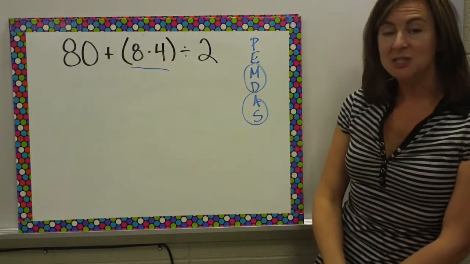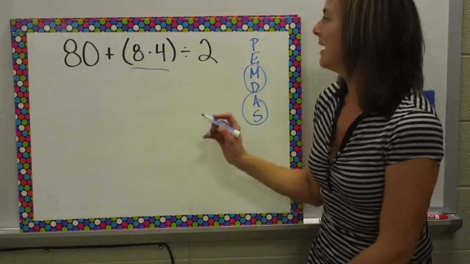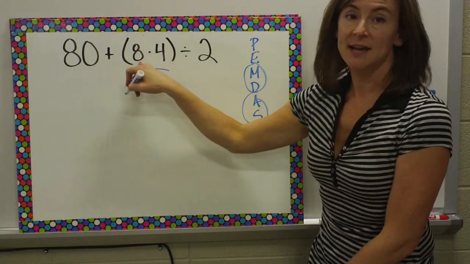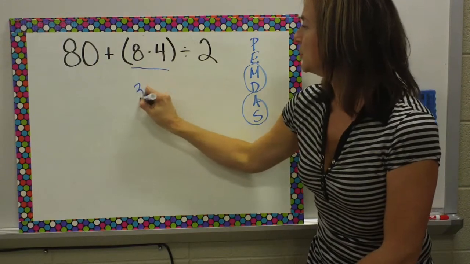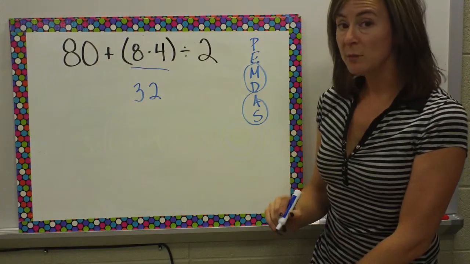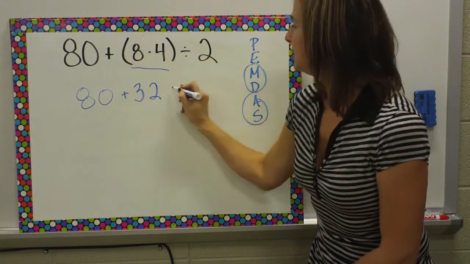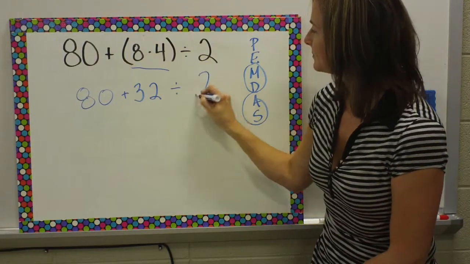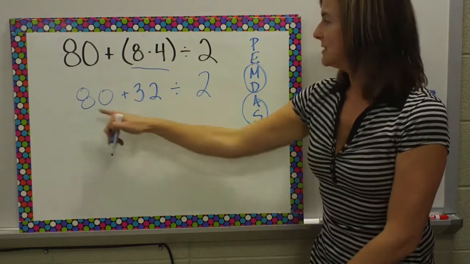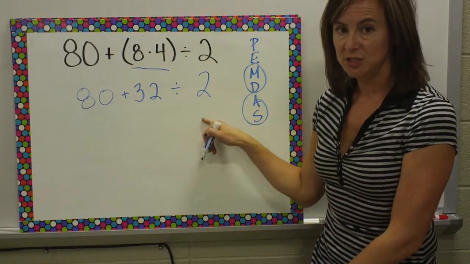And what I'd recommend is doing these problems one step at a time. In the parentheses, I have 8 times 4, which is 32. Bring the rest of the problem down. Each step simplifies the problem. Now the problem reads 80 plus 32 divided by 2.